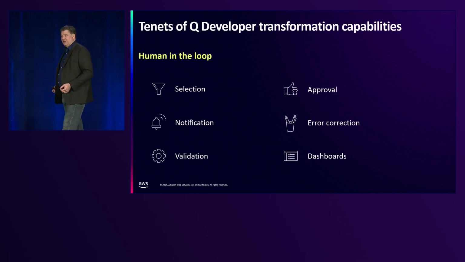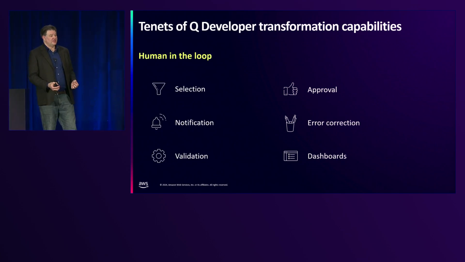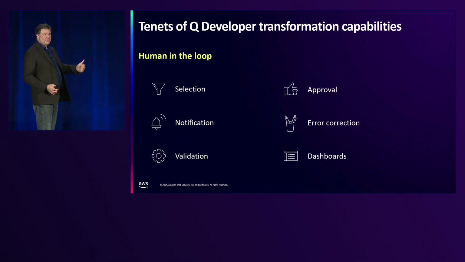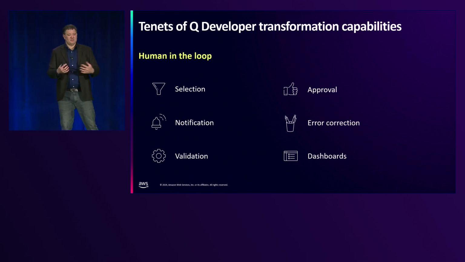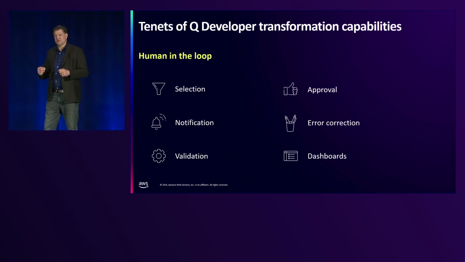And then dashboards. The dashboard is a key central place where teams can come to see what's going on in the project. What progress have we made? What's stuck? So we can see what VMs have migrated, what waves have migrated, what applications have migrated. And it's a place where the team can come to see the true status of the project right now.